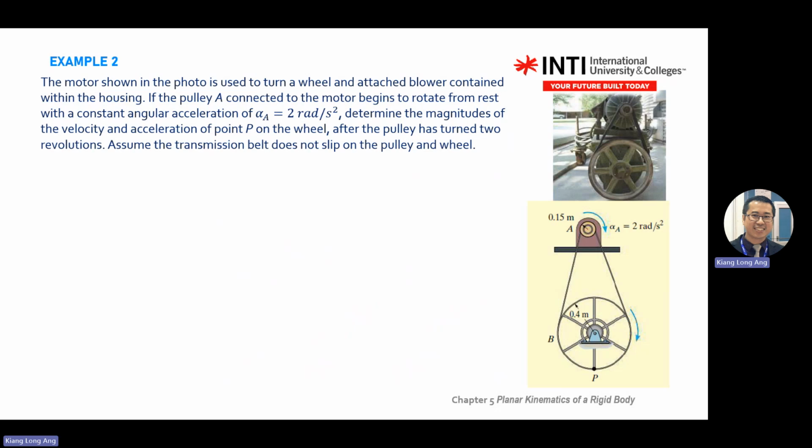So how do we solve this kind of question? Your focus will be on point P. So A will give you some information. You have the alpha. You need to transfer the motion to B. But you know that the belt doesn't change. It's like a rope or pulley question. The total length is still the same, right? So you just change the ratio of the rotation.